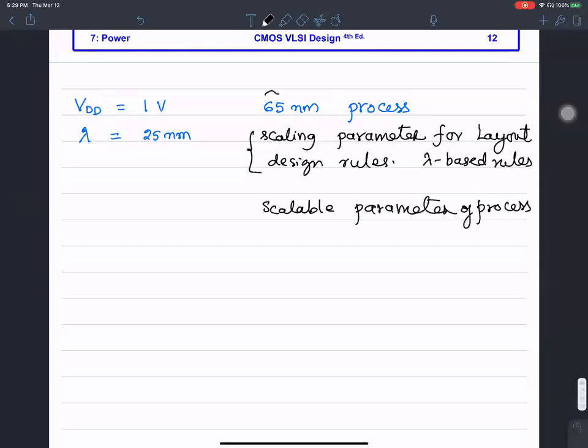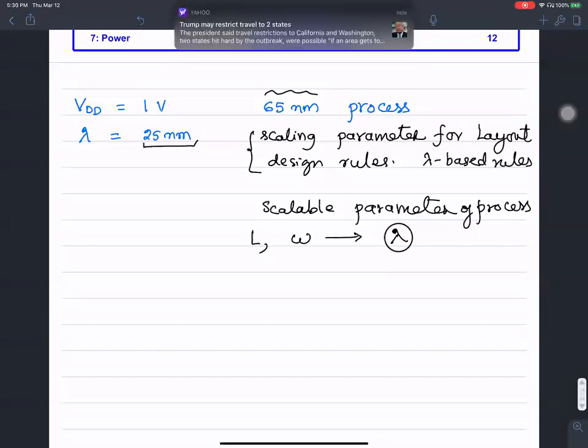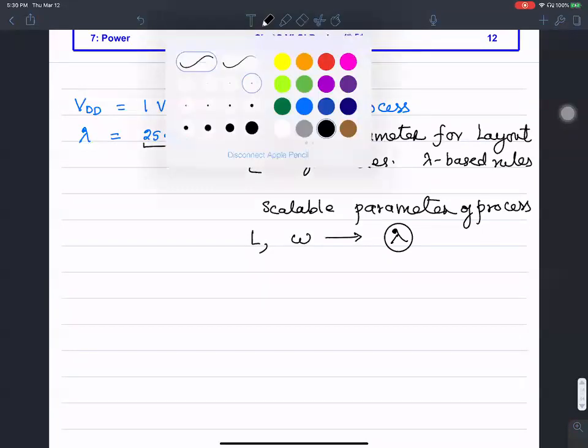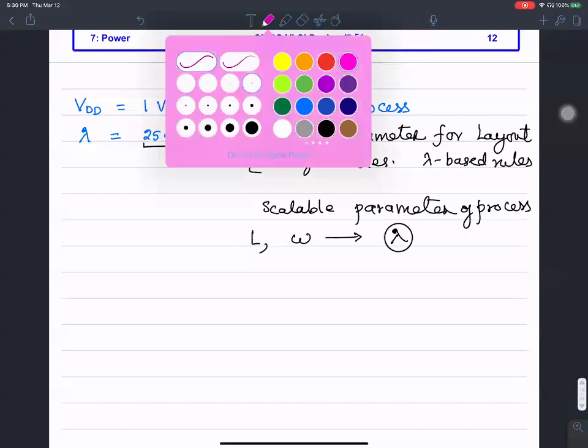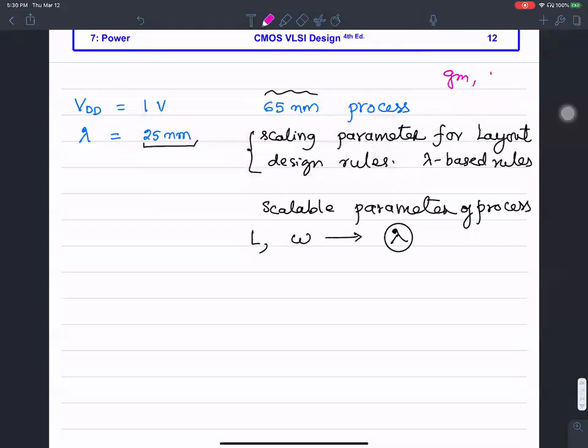If it's a 65 nanometer process, for that particular process, lambda is given to be 25. Then the lengths, widths, and all the spacing parameters can be expressed in terms of lambda. So it's a single parameter that can be used in a bunch of different places to characterize the lengths, widths, spacing, and so on. It can help when we are translating from one process technology to another, and the gm, gds values and other process parameters will also scale based on this.